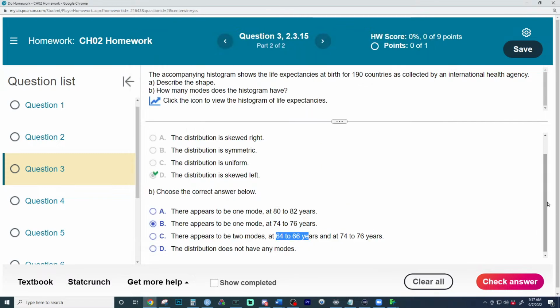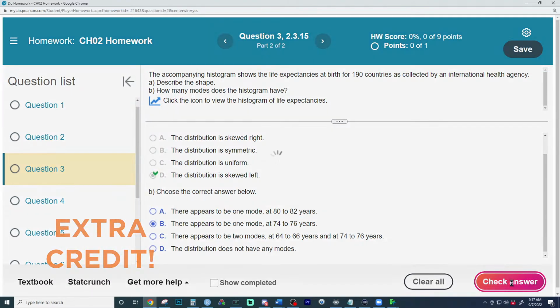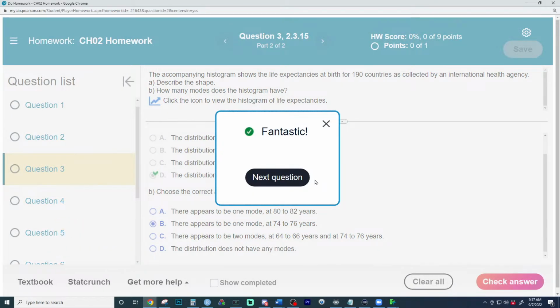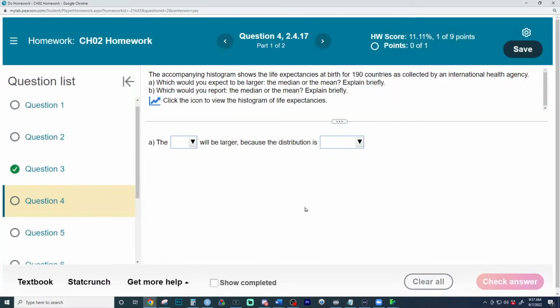Great questions right there, Ethan. Keep those points coming in. So it should definitely be one mode right here. Yep, one mode. It's mostly unimodal. I do agree with that.